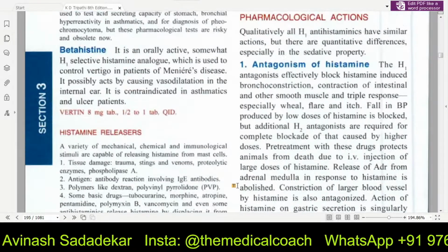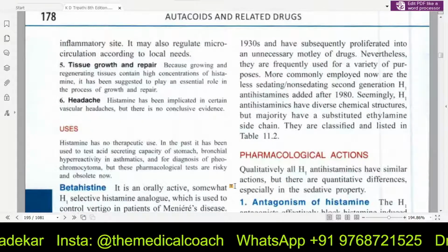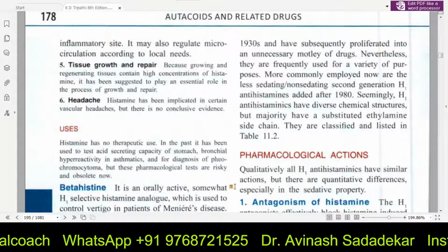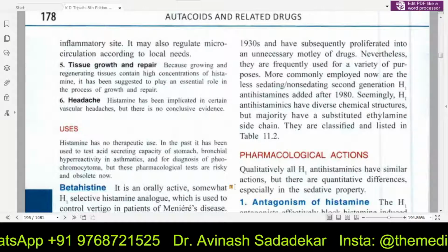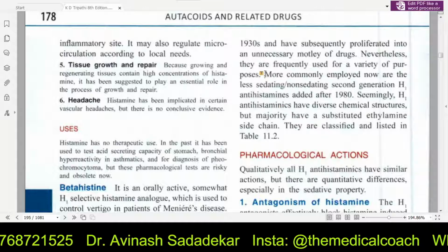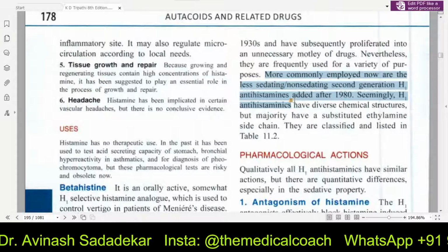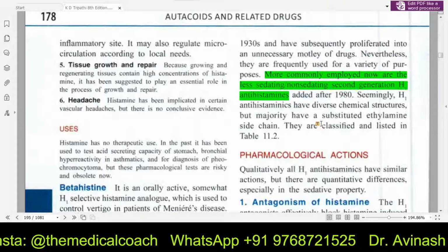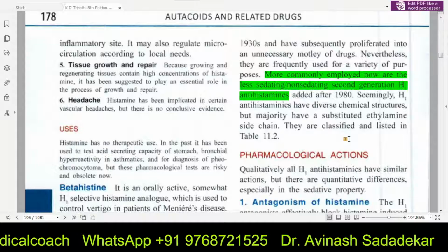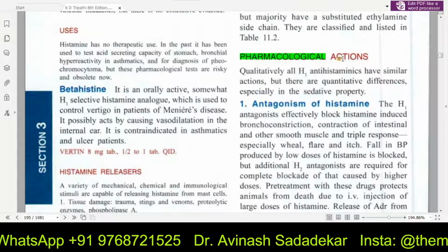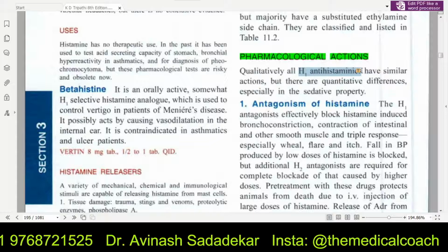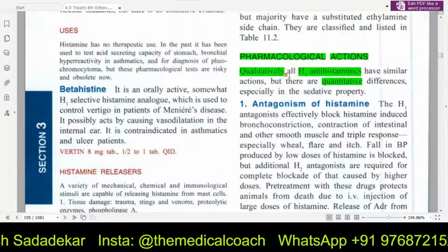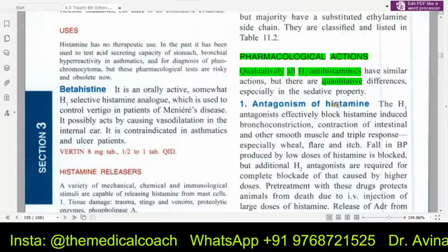Simple. Now the first antihistaminics, the first generation ones, could cross the blood-brain barrier and had some CNS effect. Then the H1 antihistaminics that we use now are less sedating or non-sedating, and they are called second generation H1 antihistaminics. Okay, let's talk about H1 antihistaminics. All of them have similar actions. Quantity wise it might differ, quality wise they are the same. Simple. Qualitatively all have the same action.